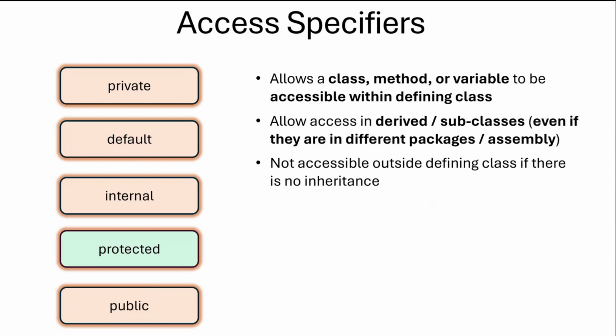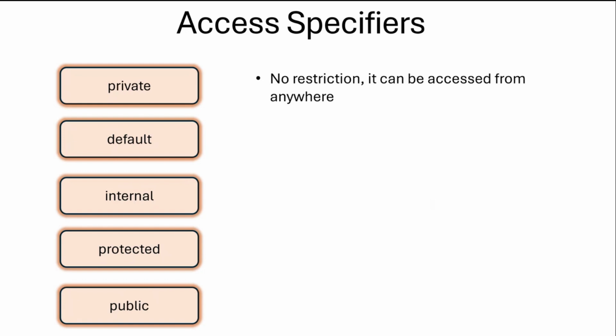If there is no such child parent relationship, then it falls back to the first one, where the access will be within the defining class only, right? Then the public, no restriction, it can be accessed from anywhere. So these are the different access levels we discussed.